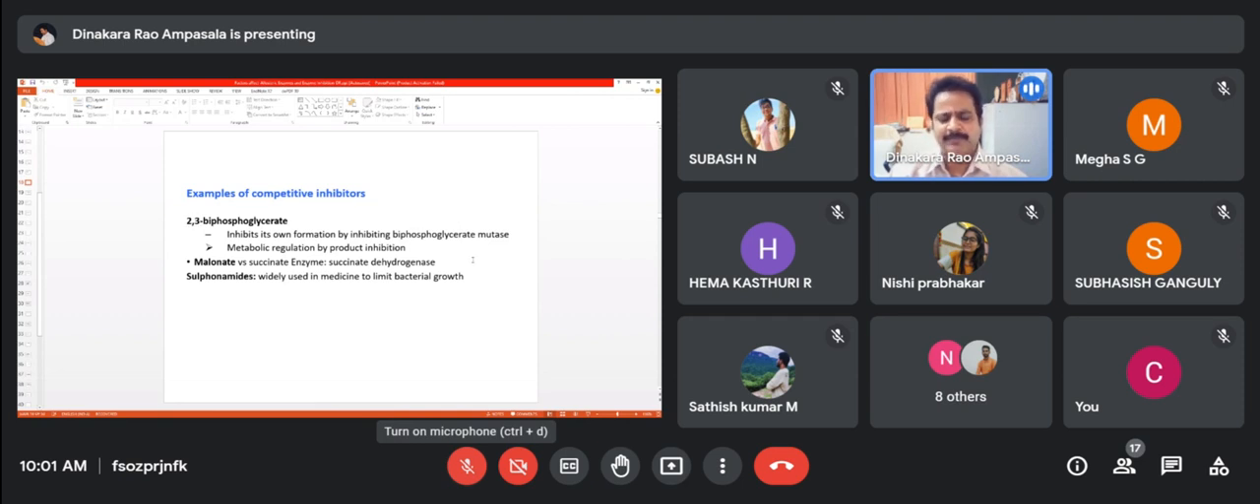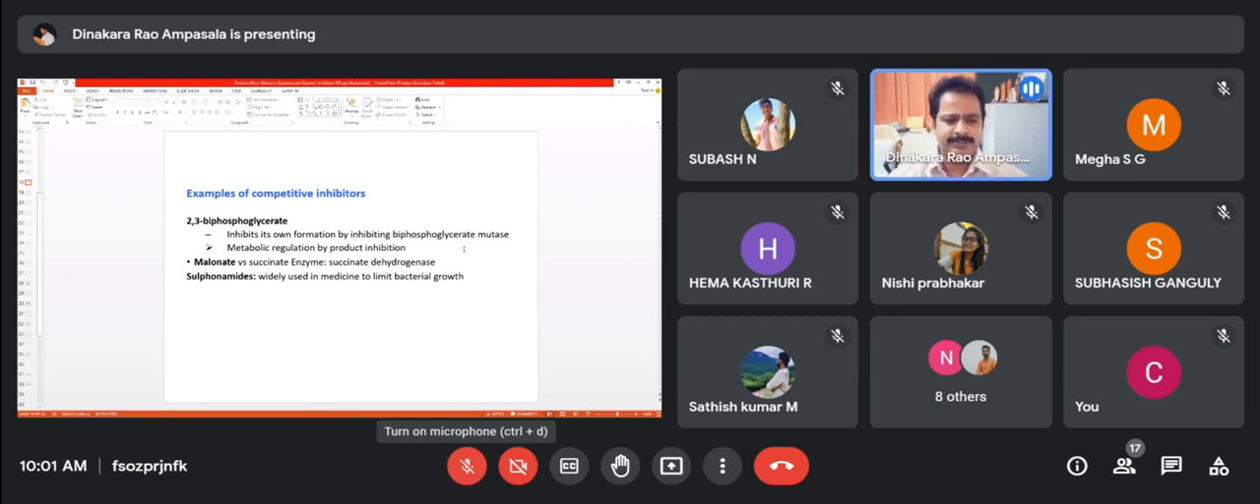This type of reaction we call feedback inhibition. The end product or byproducts of the reaction interact with the enzymes so that enzyme activity goes down, and they will not form more byproduct here.